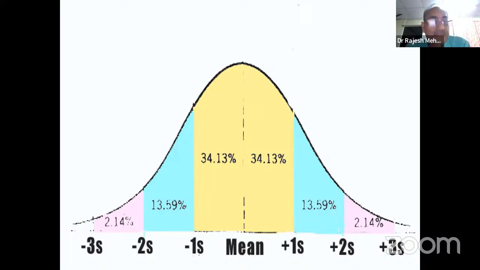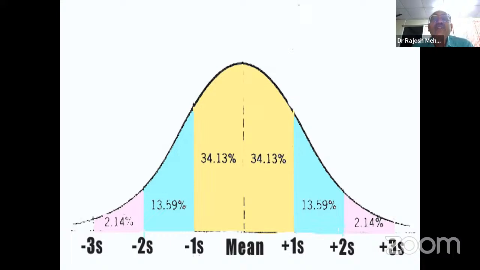I repeat, P is the probability of the event occurring by chance. So if it is too far away, more than 2 standard deviations away, Z is more than 2, that means the probability that it belongs to the normal curve, that it occurs by chance, is less than 5%. In terms of percentage it is 5%, so probability 0.05.